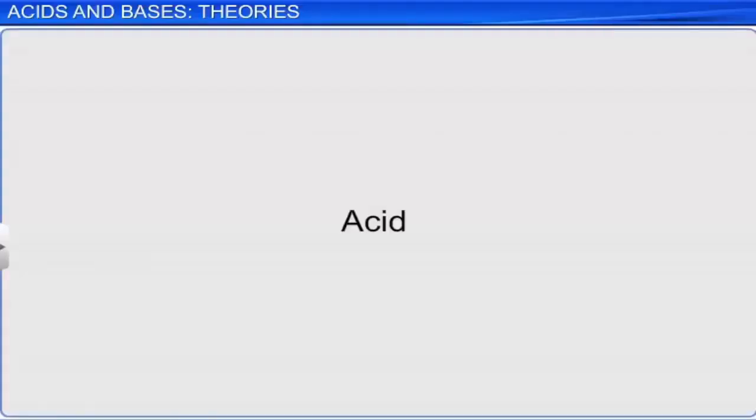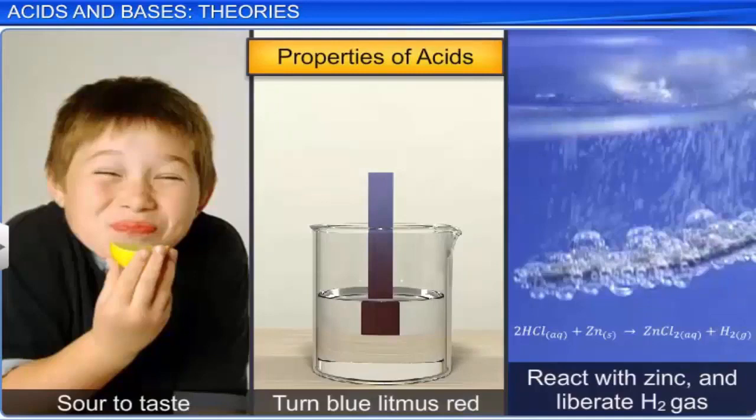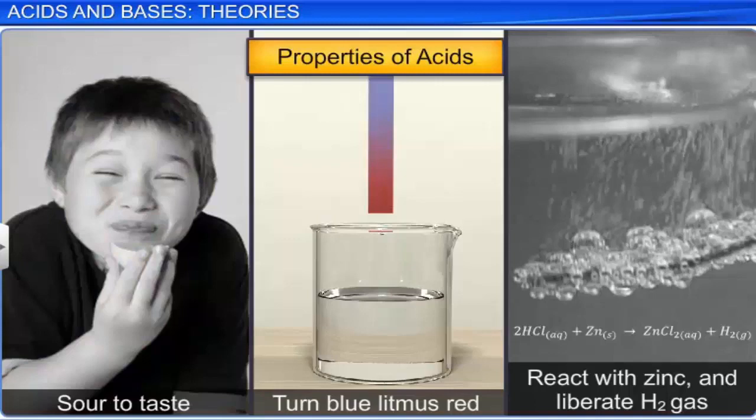The word acid is derived from the Latin word acidus, which means sour. Acids exhibit certain properties in their aqueous solutions. They are sour to taste. They turn blue litmus red. They react with active metals like zinc and liberate hydrogen gas.